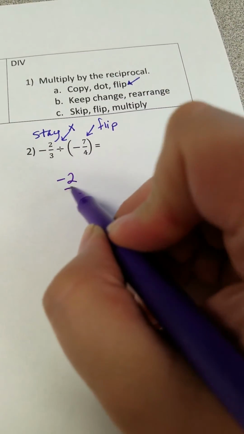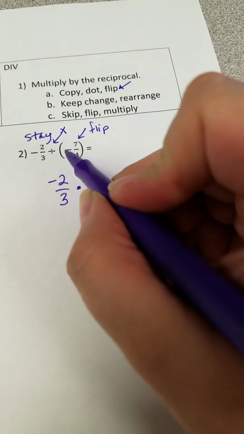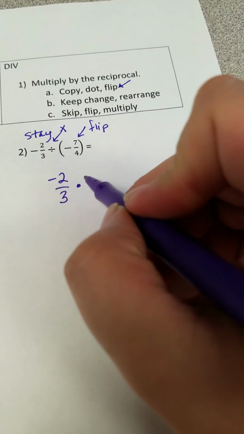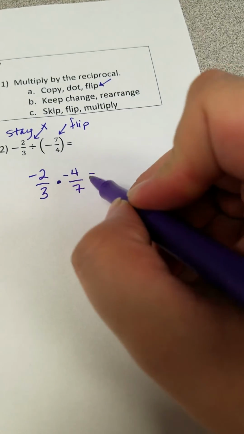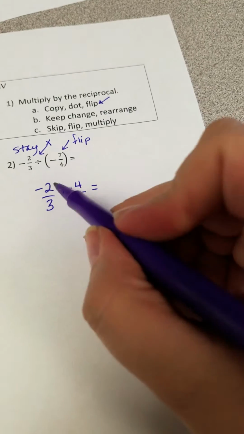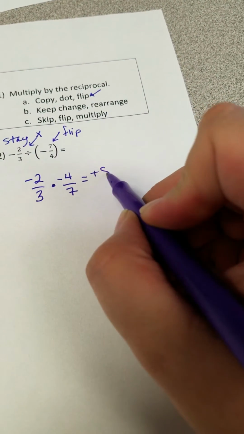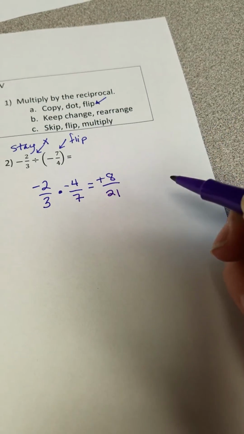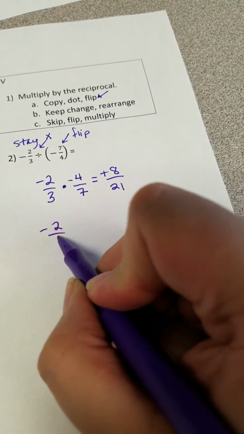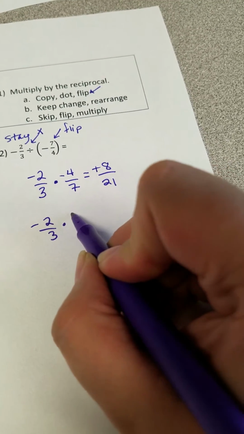So negative 2/3 multiplied. I'm going to stick this negative in my numerator. So it's going to be a negative 4/7. Negative 2 times a negative 4 is going to give me a positive 8, and 3 times 7 is 21. Now, if you had stuck that negative down in the denominator with the 7, you would have gotten the same answer.